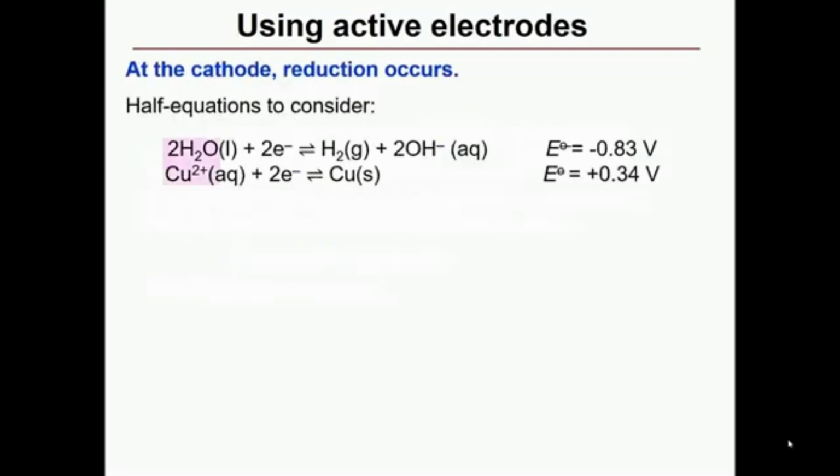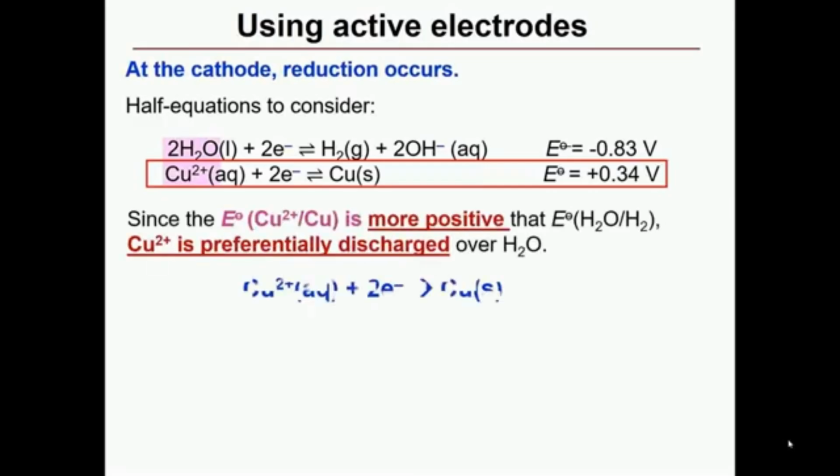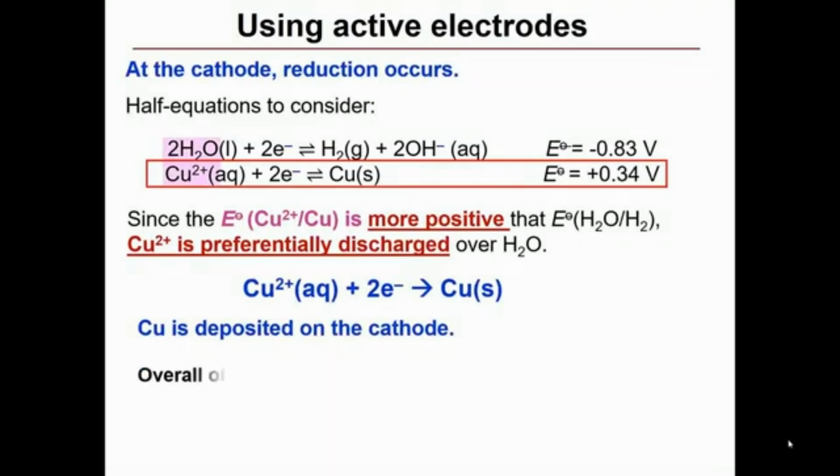At the cathode, reduction occurs. So, the two relevant half equations will be this: either the copper(II) cation being reduced or the water molecule being reduced. From the E0 values itself, for reduction to occur, the one with a more positive E0 value will be discharged. Hence, in this case, the copper(II) cation would be reduced to give copper. Hence, copper is observed to be deposited at the cathode.